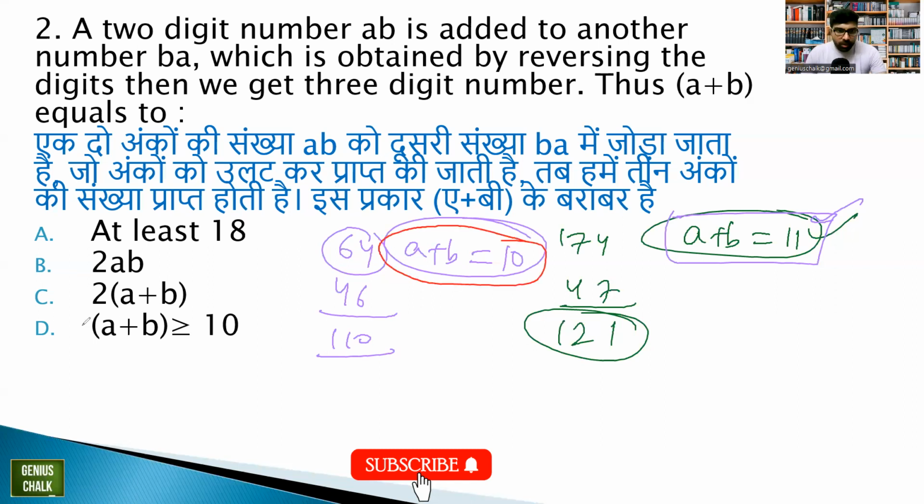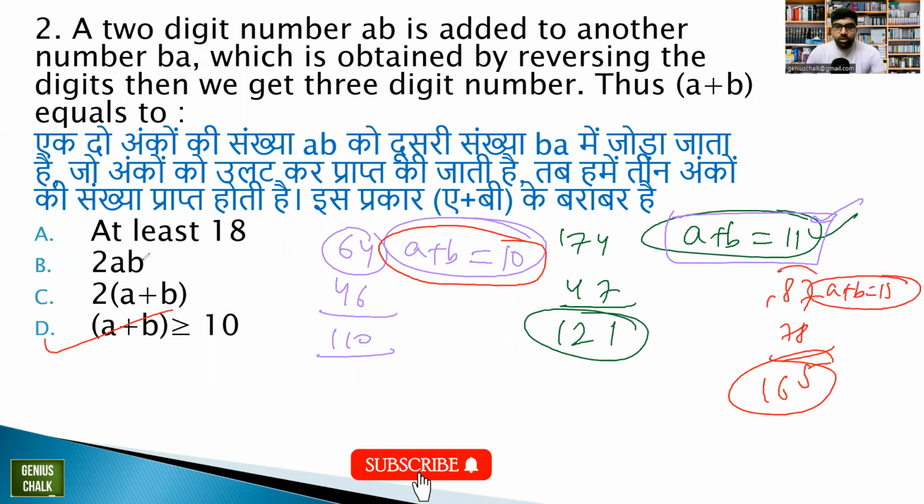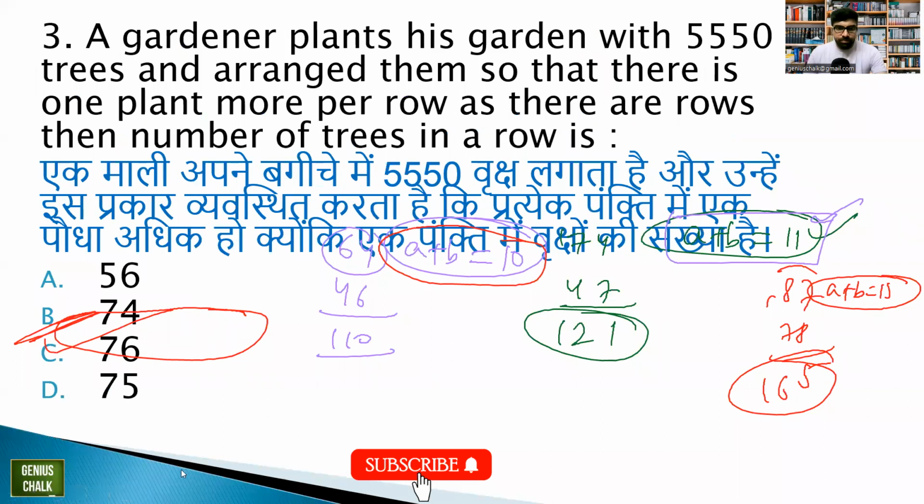You can see the minimum value has come. Take some other example, 87 plus 78. What is this? 165. What is A plus B? A plus B is 15 here. That means the minimum value you will get is A plus B equals only 10. I hope this is clear. Let's move on to the next question.